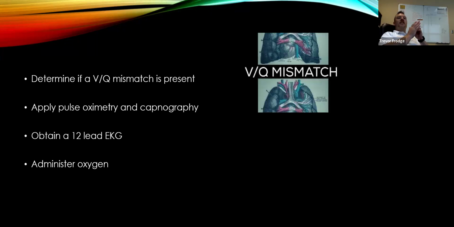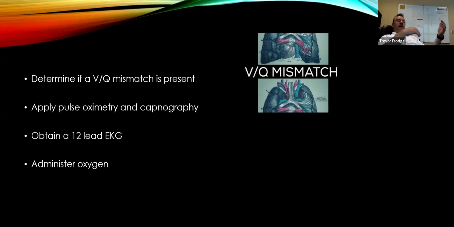So again, talk about that VQ mismatch. As we're evaluating breathing and we're evaluating the airway, we're looking basically to see, do we have a VQ mismatch? Remember that V is ventilation, so are they breathing? And Q is perfusion. And the reason Q stands for perfusion is, reasons. There's no reason whatsoever. It just is what it is. So we're looking to see, is there a VQ mismatch?